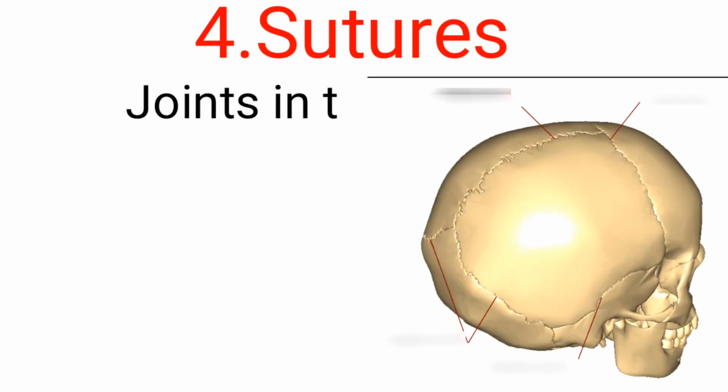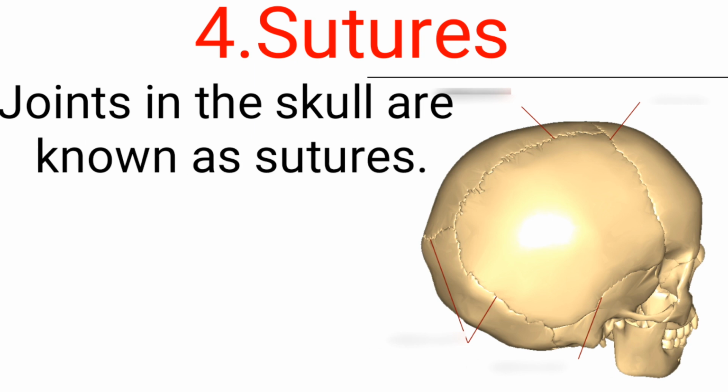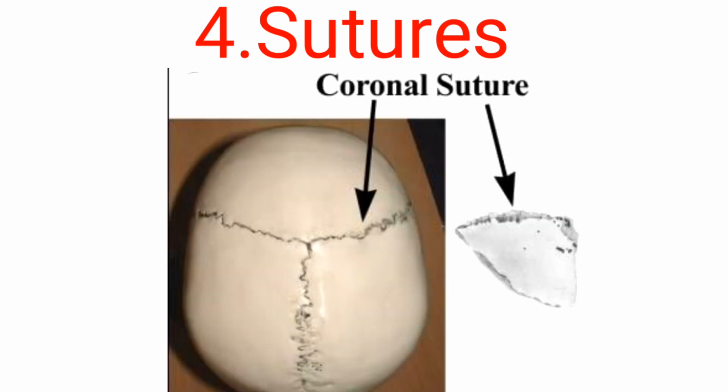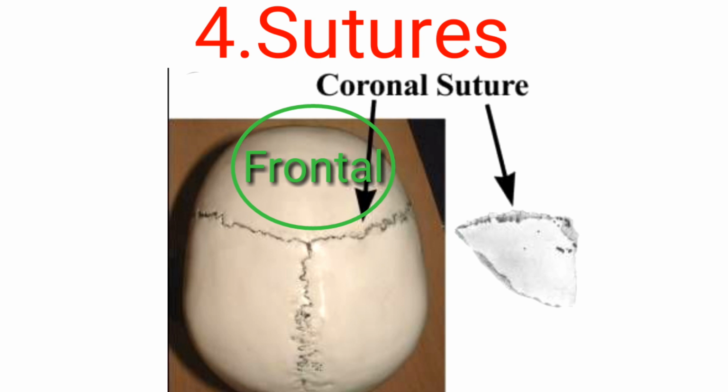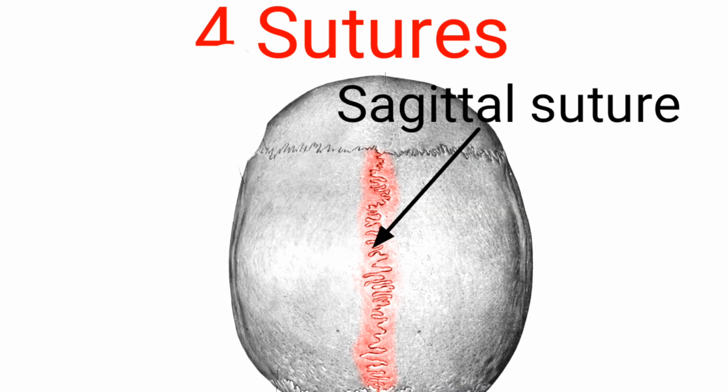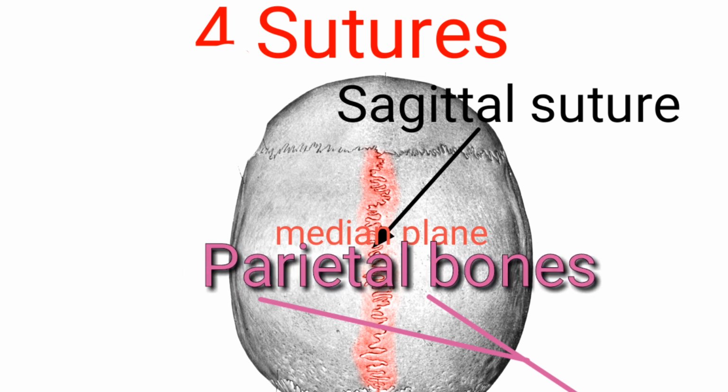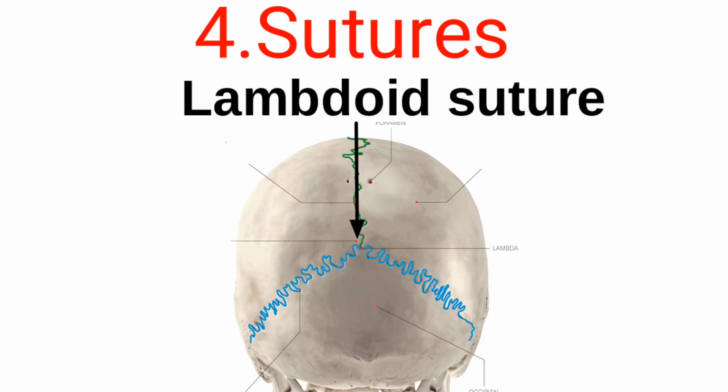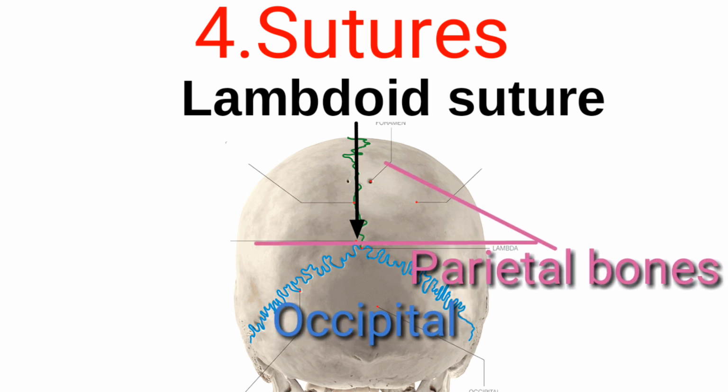Sutures. Joints in the skull are known as sutures. These sutures are the coronal suture, which is placed between the frontal and the parietal bones, the sagittal suture, which is placed in the median plane between the 2 parietal bones, and the lambdoid suture, which lies posteriorly between the occipital and the 2 parietal bones.